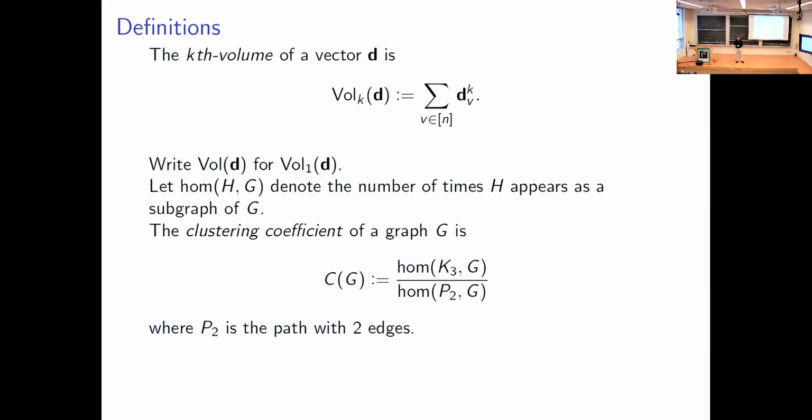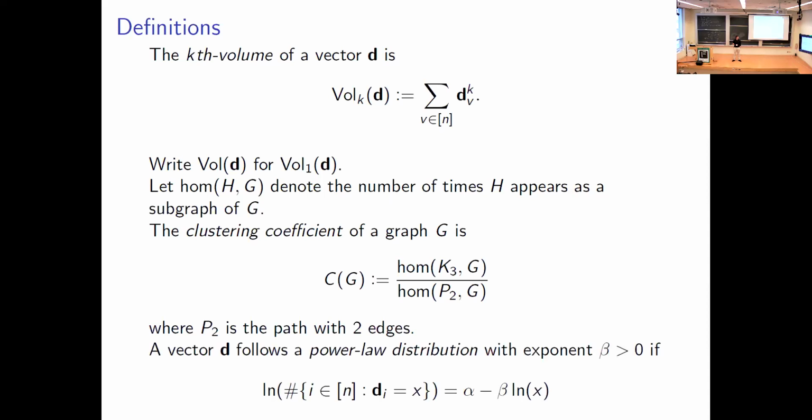And with that in hand, I'll formally define the global clustering coefficient to be the ratio of triangles to paths of length 2. And finally, just for clarity, I'll say that a vector D follows a power law distribution if, long equation, what this means is the number of entries in my vector with value x is proportional, or the log of that is proportional, to alpha minus beta times the natural log of x. Beta here is going to be the important parameter. It'll be the exponent of the power law in the many definitions that we've seen already.